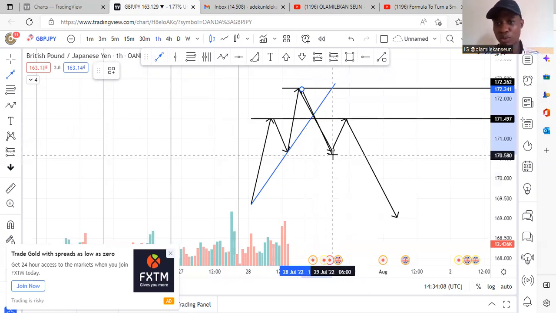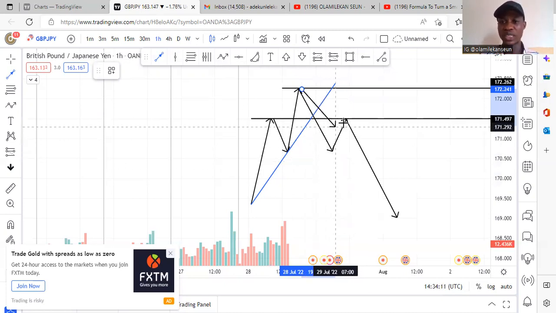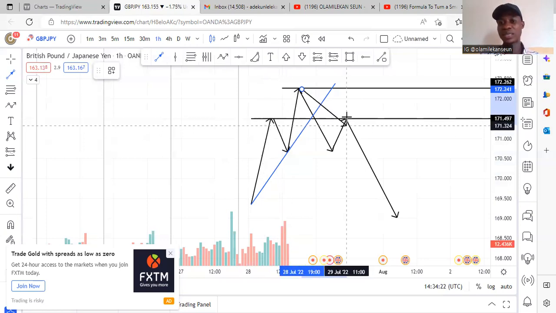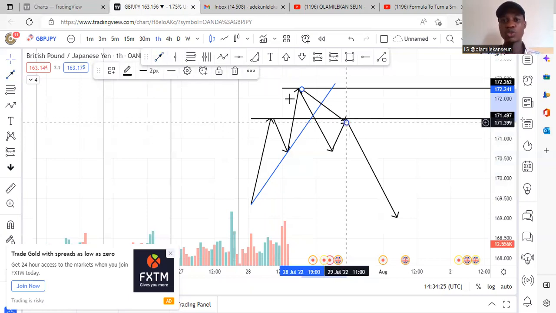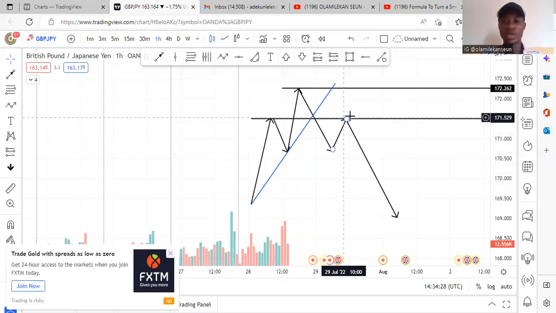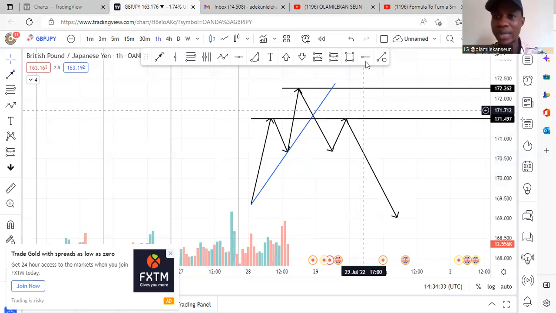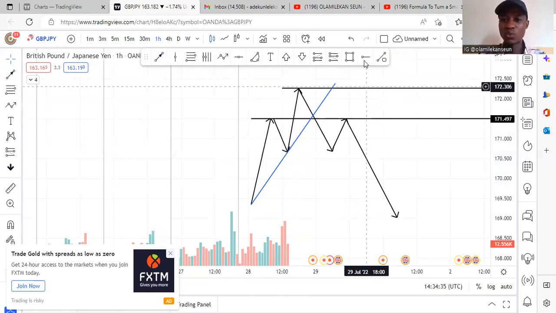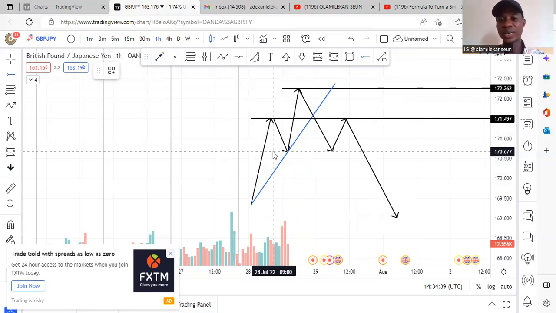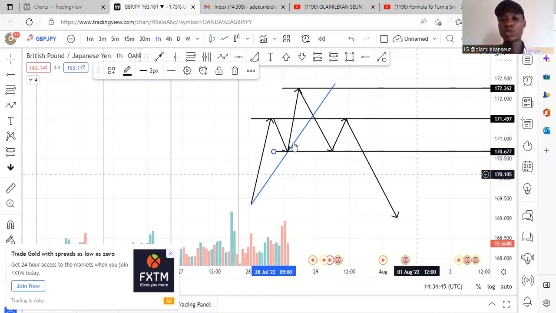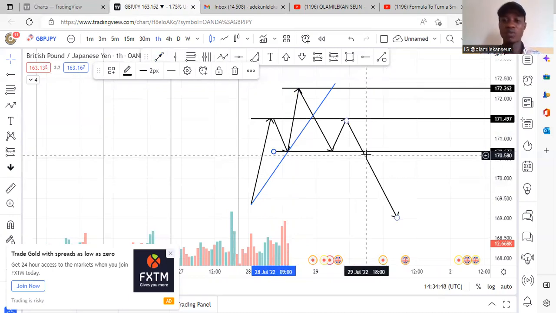So the trend line is broken and the market did what? It came back to retest this previous support, now a resistance. And once the market got to this point, once you see your confirmation, as an aggressive trader, you can enter the market. But if you are not an aggressive trader, you can wait for the market to break this neckline. Once the market breaks this neckline, you can enter the market after the close of the candle.